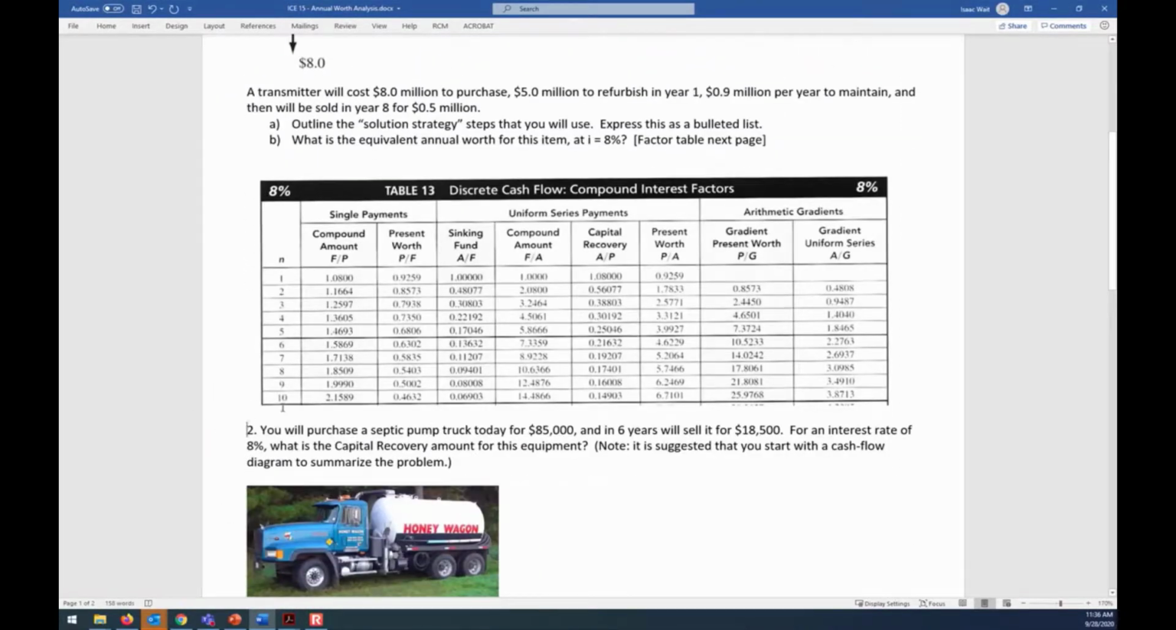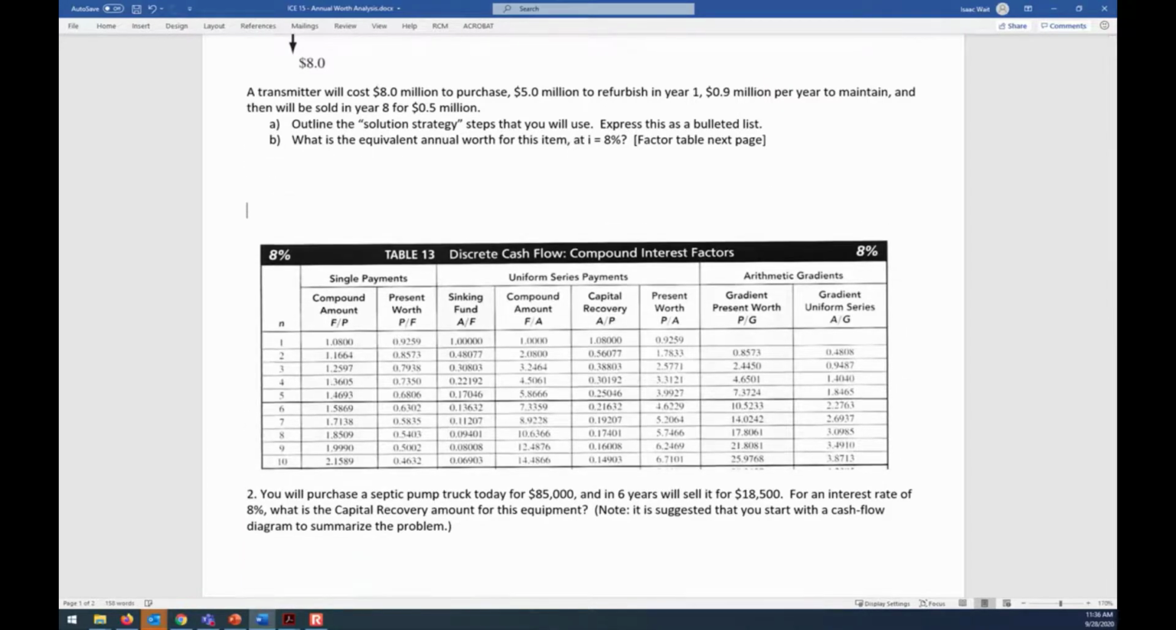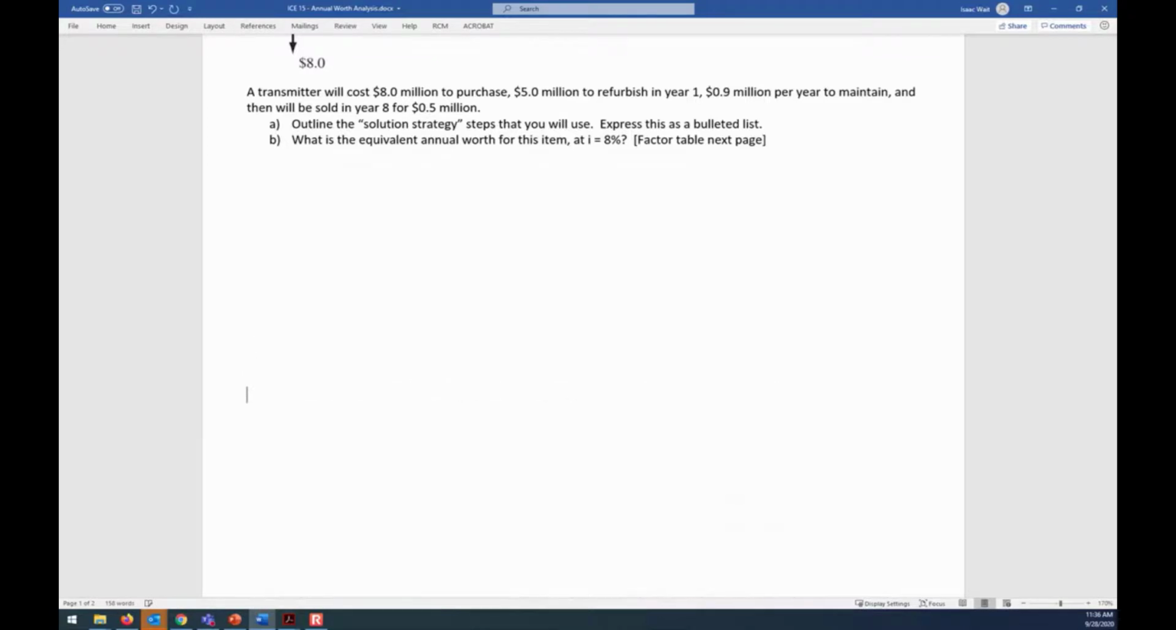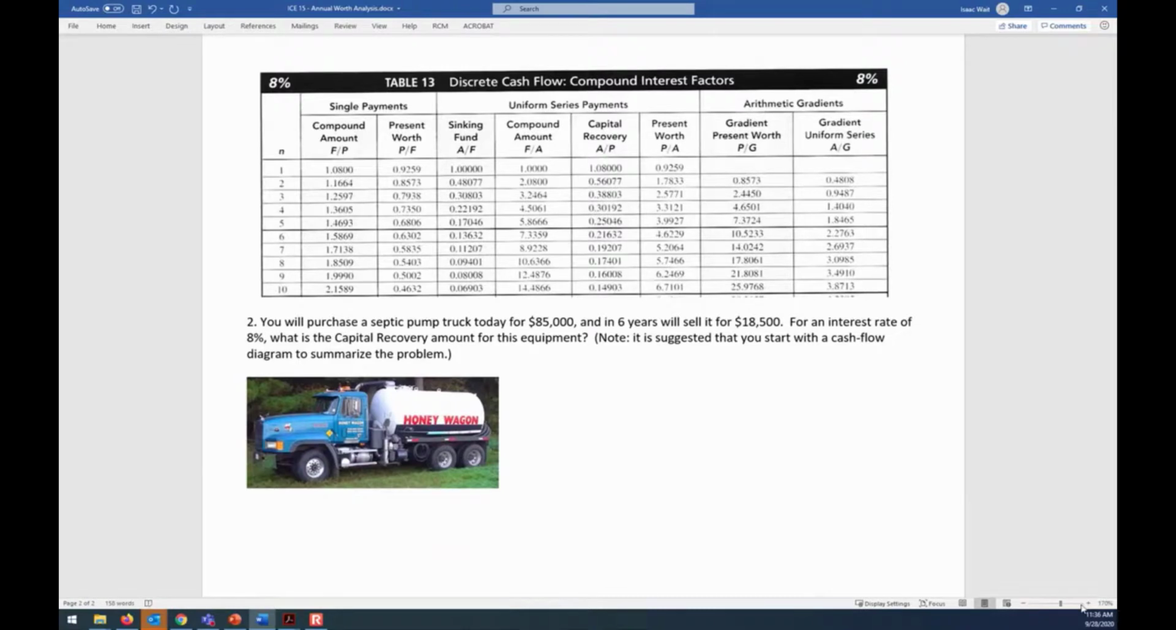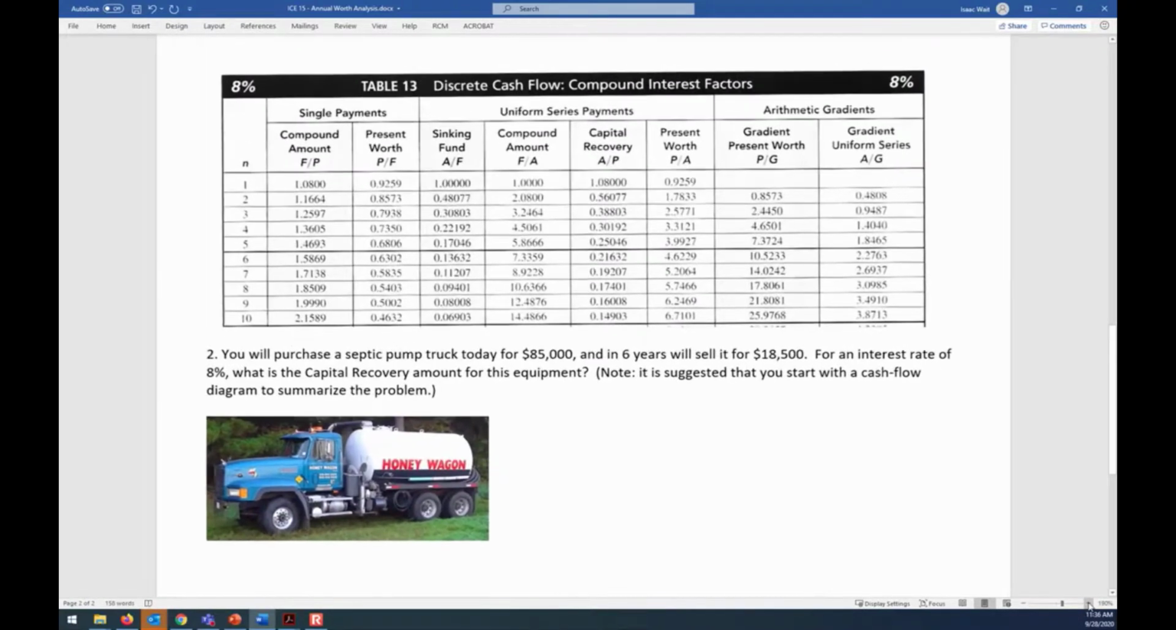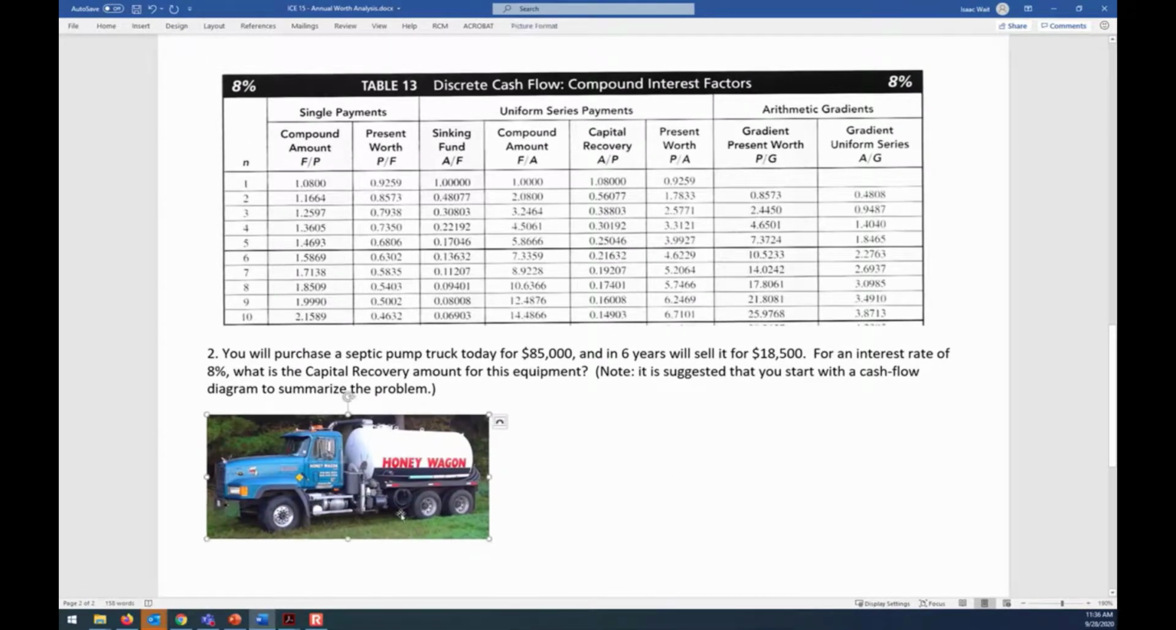All right, well, let's look at this next one. All right, so if you spend $85,000 today to buy a septic pump truck, and then in 6 years, when you're done using it, you'll have a salvage value of $18,500. And let's use the same 8% interest again. And we want to know what's the capital recovery for the equipment.